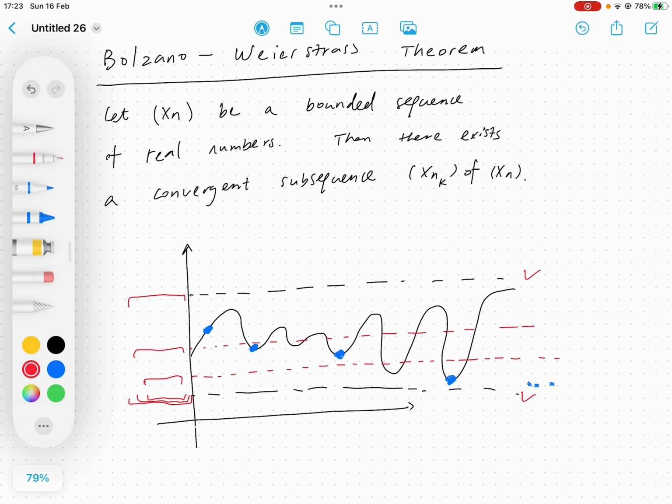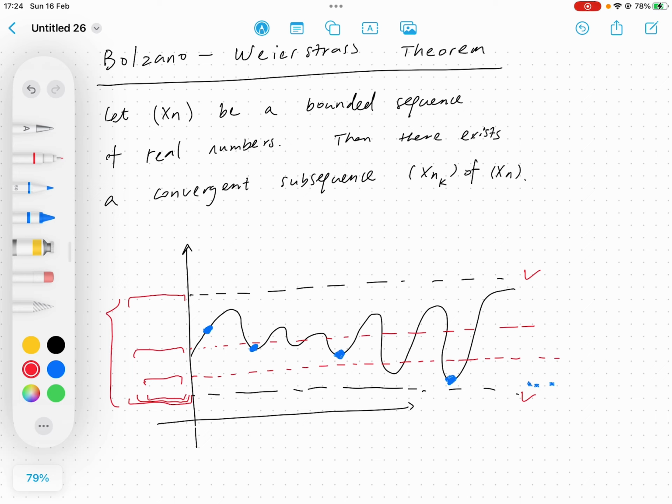Basically, the proof of this theorem is to use the nested interval theorem, by constructing a lot of closed intervals or closed sets. Here you can have a look at those red parts. Those red parts are separations, or splits, of this original space. Originally we have the biggest set here, and those are the boundaries for the original sequence.